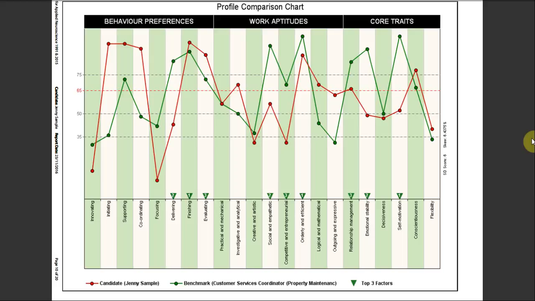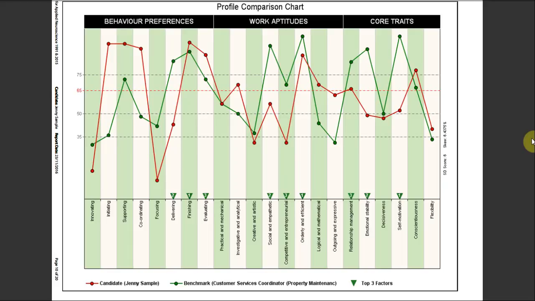The candidate is close and therefore a match on orderly and efficient, but is somewhere adrift from the benchmark on the other top factors: competitive and entrepreneurial, and social and empathetic. These are a mismatch. The core traits follows the same principle. So what does this all mean? Quite simply, the further away from the benchmark on the top factors, the less likely the candidate is to be suitable for the role. So any variances should be considered carefully and explored at interview if possible.